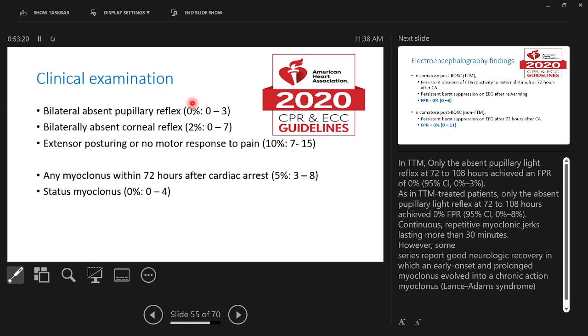Then, if you find any myoclonus within 72 hours of cardiac arrest, it is a very poor neurological outcome. And if you find status myoclonus, that is, repetitive myoclonic activity that persists for more than 30 minutes, then it is called status myoclonus. If you get status myoclonus within 24 hours, that also provides a very bad prognosis.